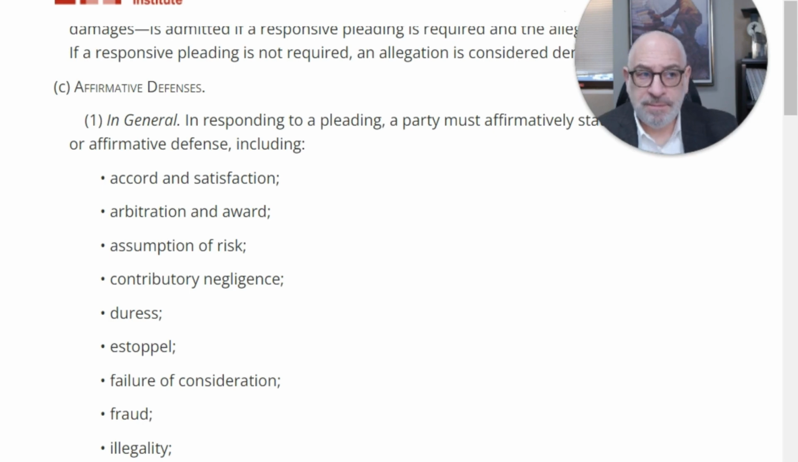Duress. Yes, I did X, but I had no choice. Somebody was holding a gun to my head. Maybe you, plaintiff, were holding a gun to my head.